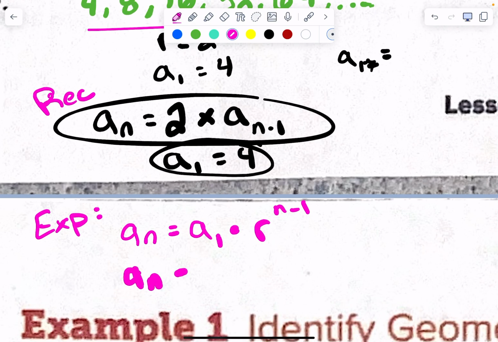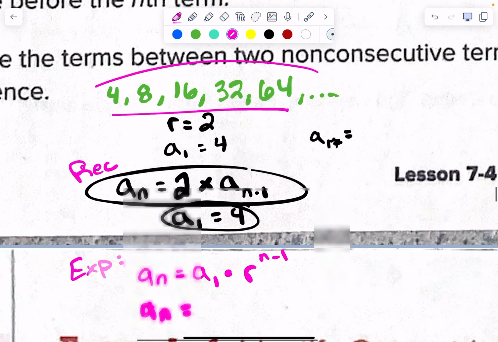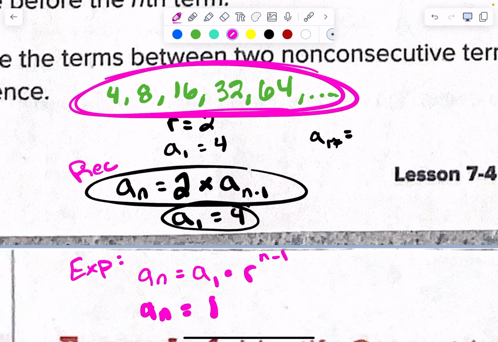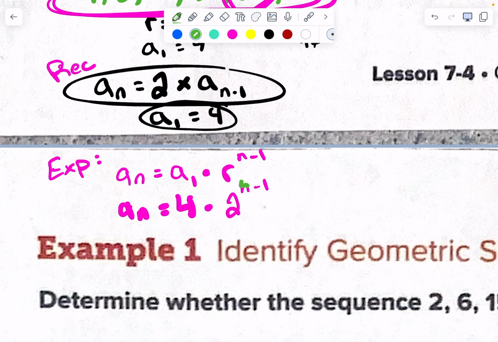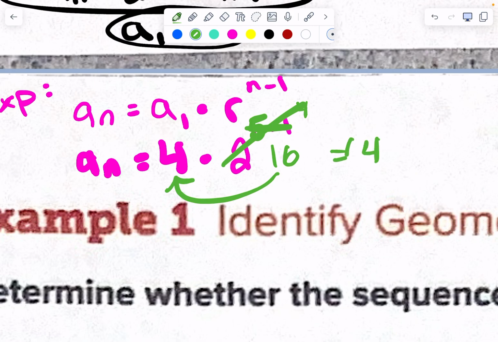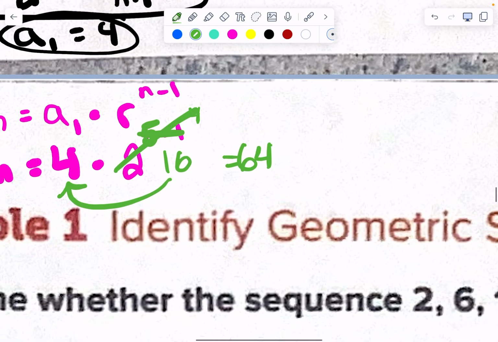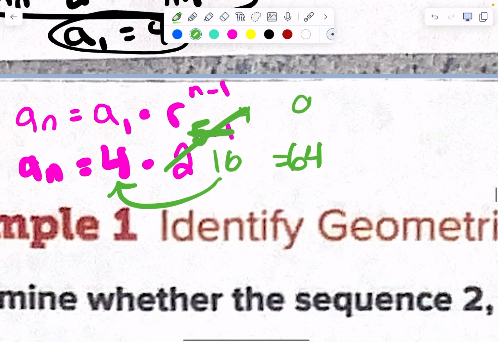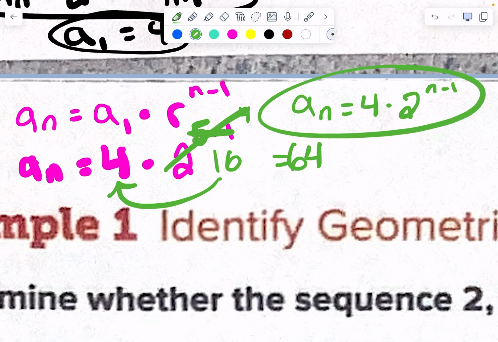So my nth term will be, what was A sub 1 for this one? What's my first term? 4 times 2, because that's what I was multiplying by, to the n minus 1 power. Let's check our fifth term and make sure it's 64. If I plug 5 in right here, this would be 2 to the 4th power. Do you know what 2 to the 4th power is? 16, and 16 times 4 is 64. Yes, we did it right. So my explicit function is A sub n equals 4 times 2 to the n minus 1 power.